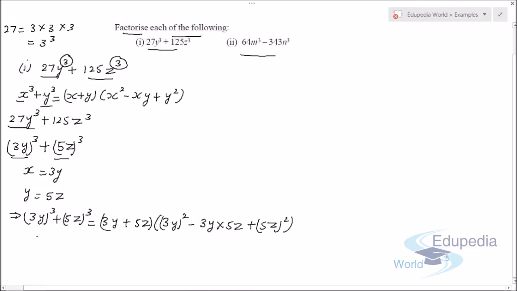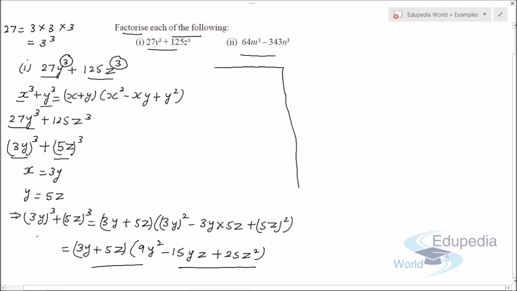So which is equal to (3y + 5z) into, (3y)² is 9y², minus 3y into 5z is minus 15yz, plus (5z)² is 25z². So which factorizes the equation. So this is how we factorize using the identity. Similarly we'll do the next question.